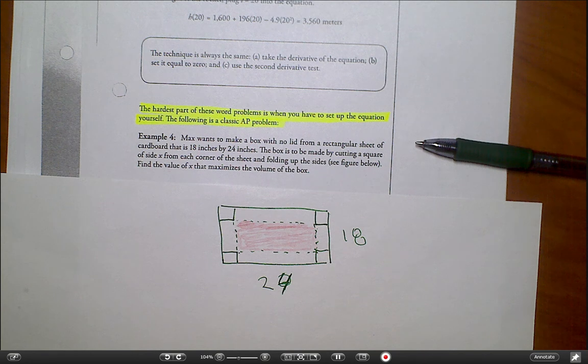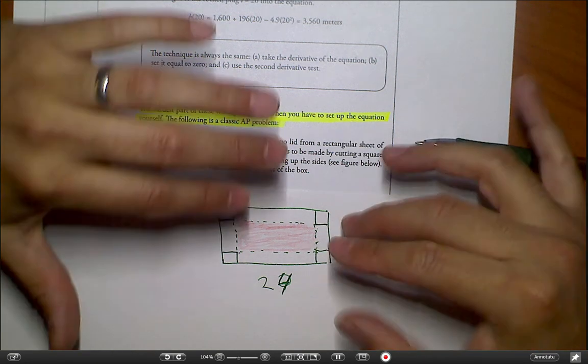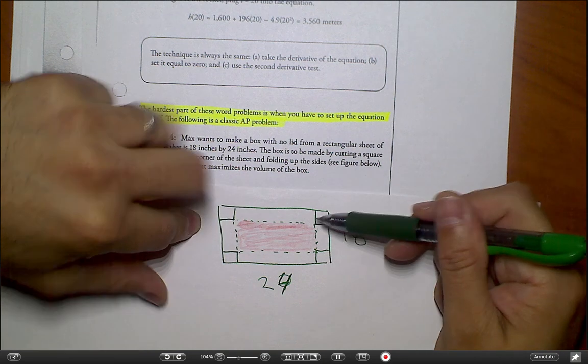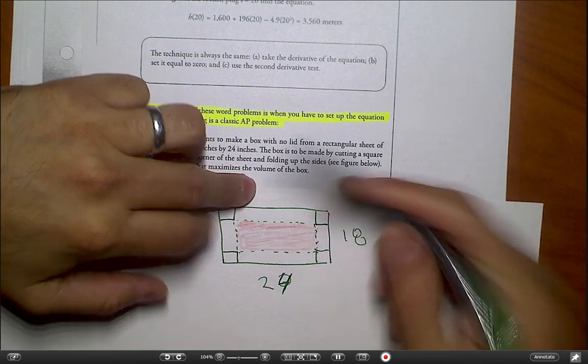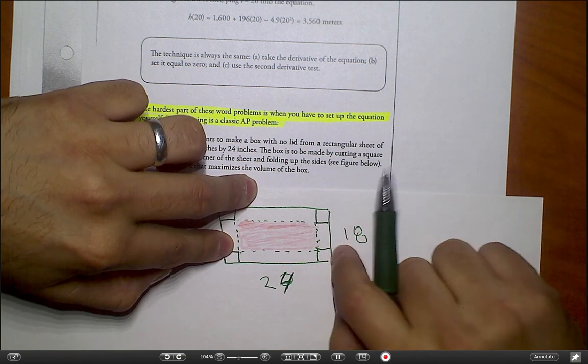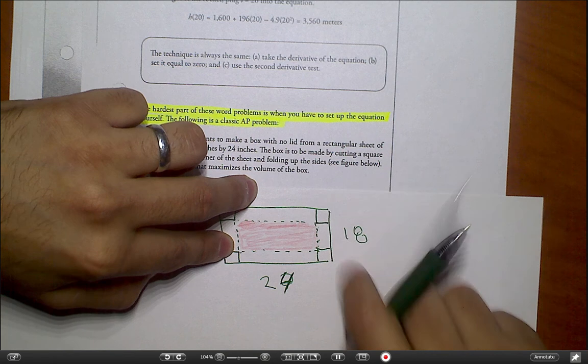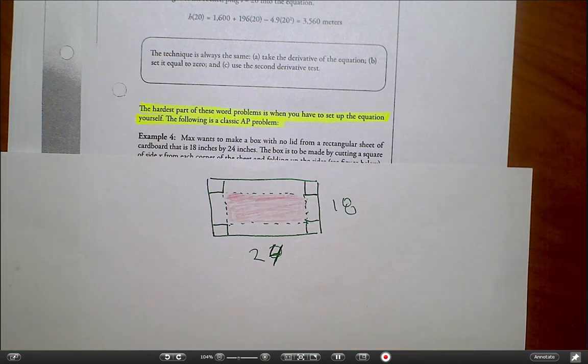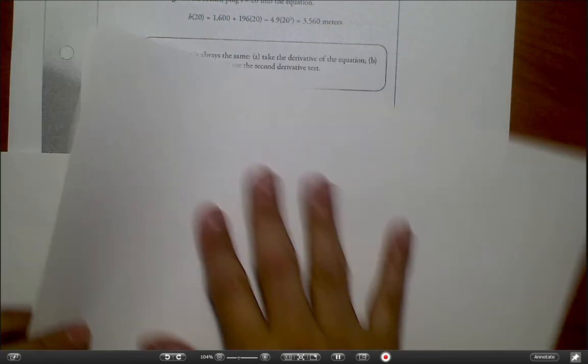Yeah, okay. All right, so that's going to be the bottom of the box. That's going to be the bottom. So when I fold this thing up, it's going to go this height. I'm going to cut this out, and I'm going to fold this piece up here.